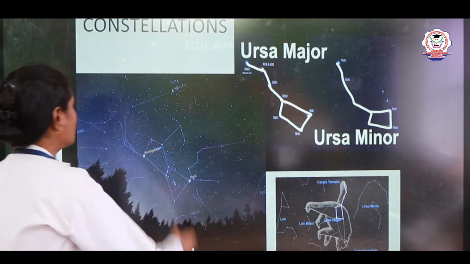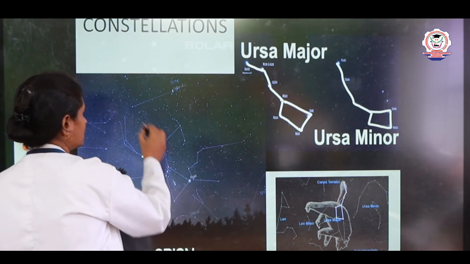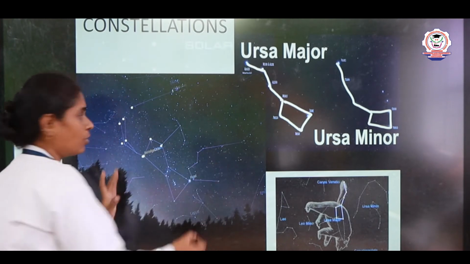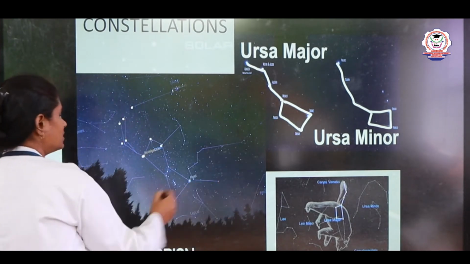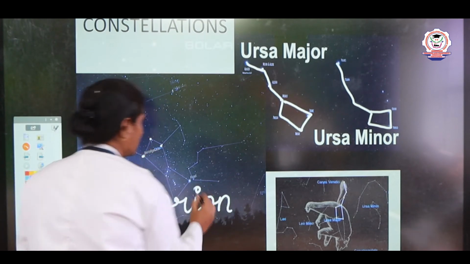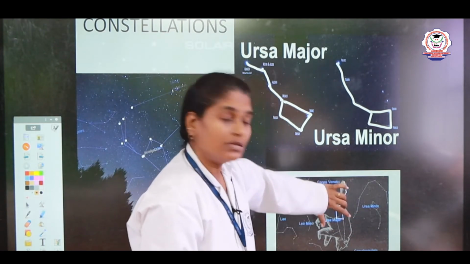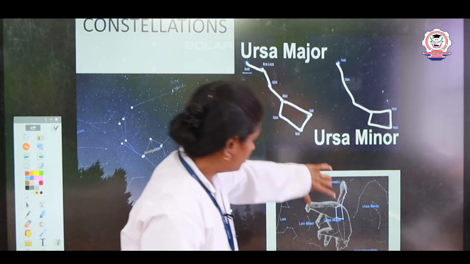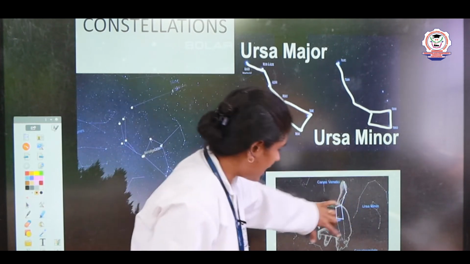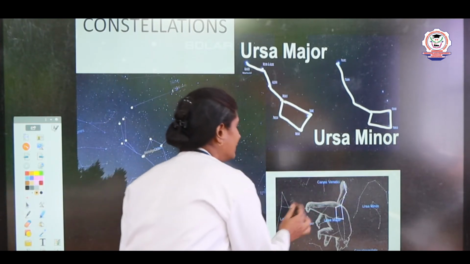Likewise, we can see this group of stars, here one star, here one star. There are many stars that form a pattern or a shape. This is known as Orion, right? And when we look from the earth, the pattern of the stars looks like a bear. So this is known as the Great Bear.